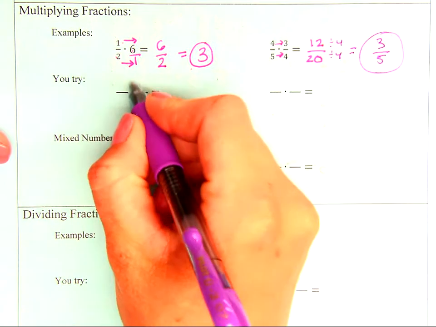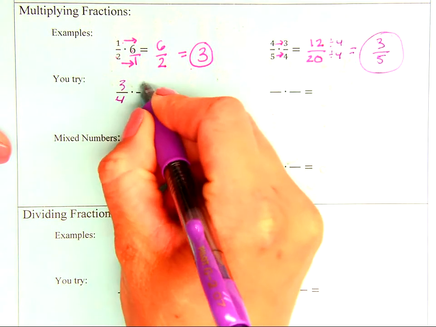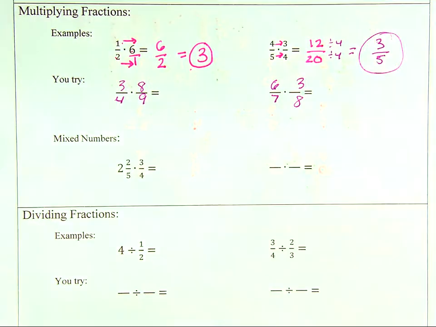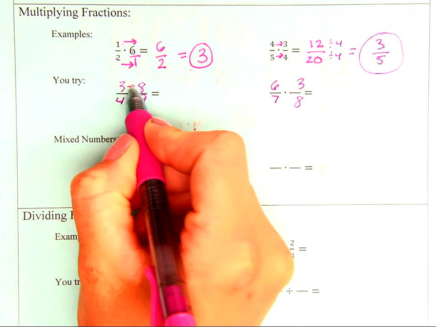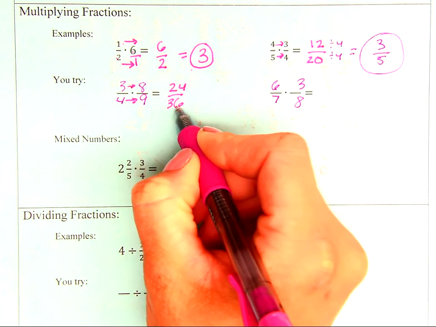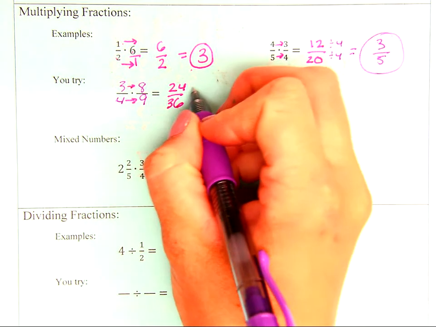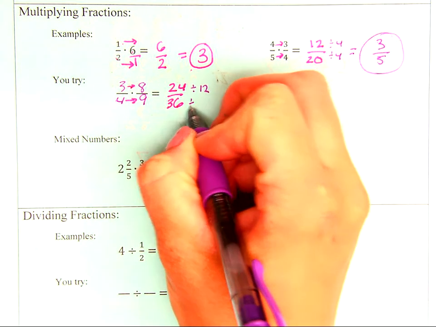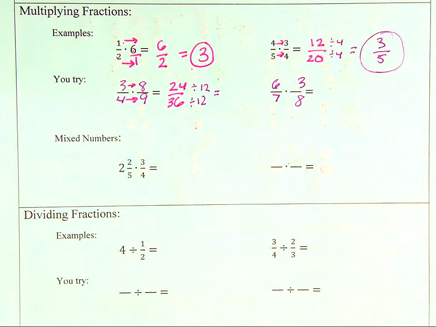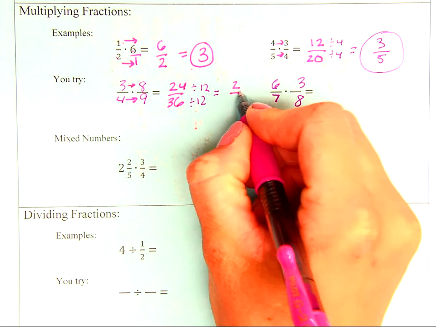Okay, so I'm going to have you try a couple. So write these down and then pause the video to give them a try. So straight across, 24 over 36. I know I can divide these both by 12. Okay, if you didn't choose 12 the first time, that's fine. You might just have to reduce more than once. So I get 2 over 3.